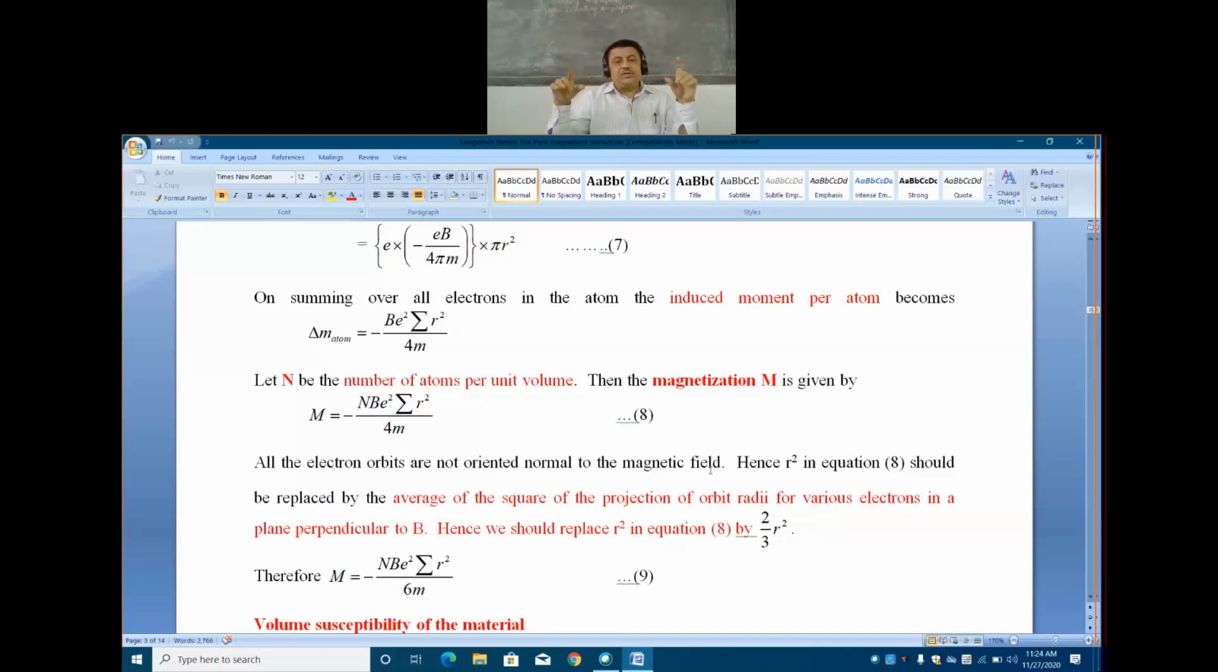And if we take the z axis as the reference field axis, then we can replace r square by 2 by 3 r square. Therefore, n B e square summation r square, the 2 cancels, so it becomes 6m. So magnetization is n B e square summation r square by 6m.